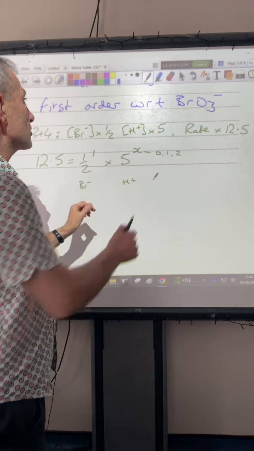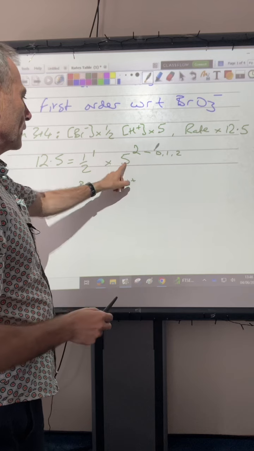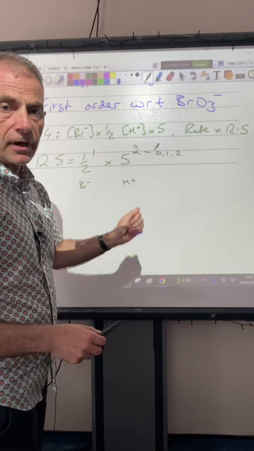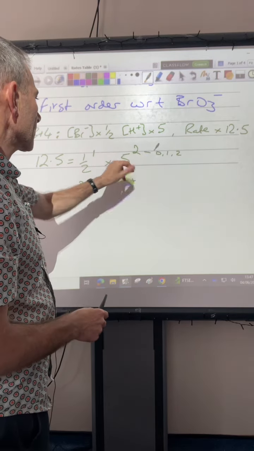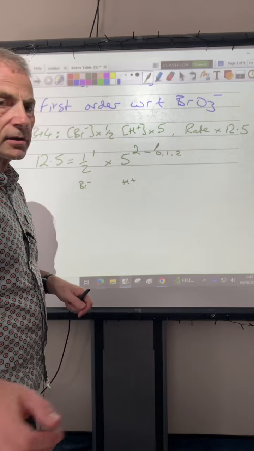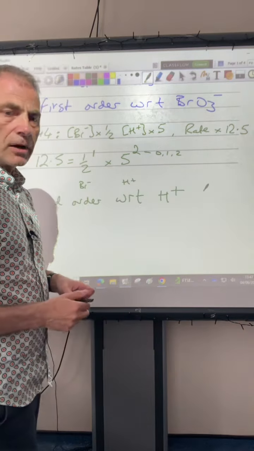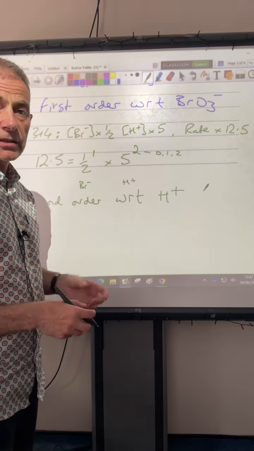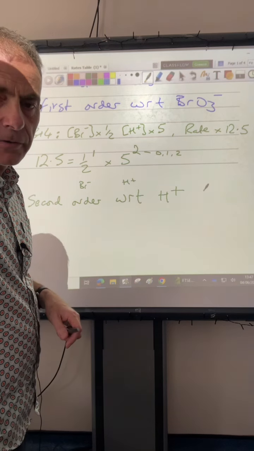Let's just check. So half to the 1 is a half. 5 squared is 25. Half times 25 is 12.5. So that's the order. So second order with respect to H plus. So now we've got all 3 orders, we can write the rate equation and then we can calculate the rate constant. So we'll do that now.